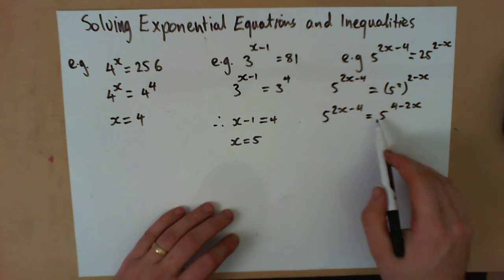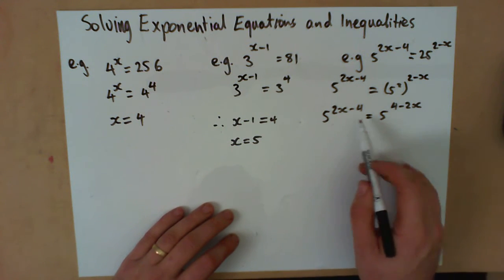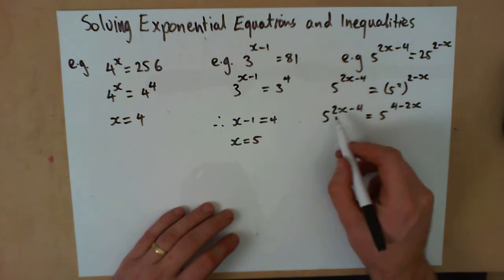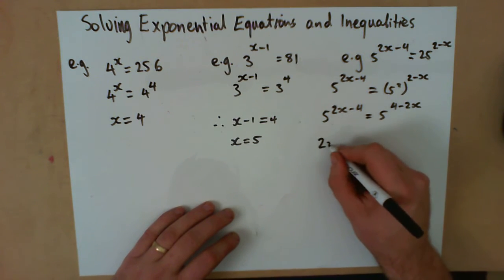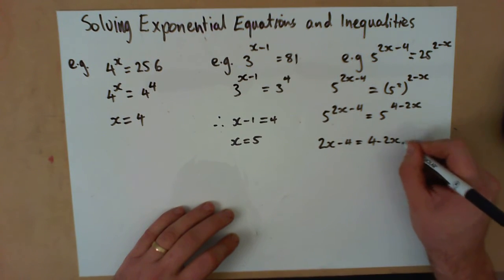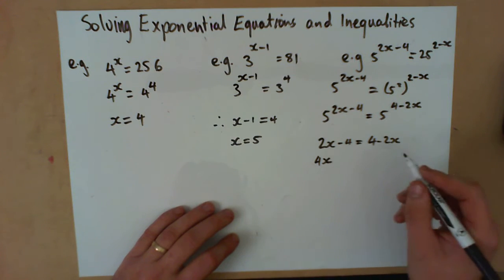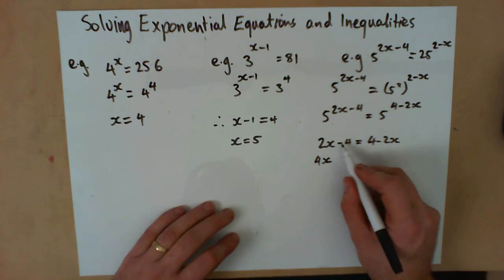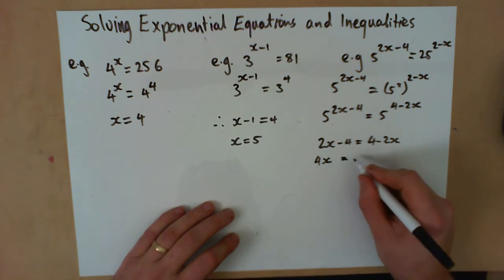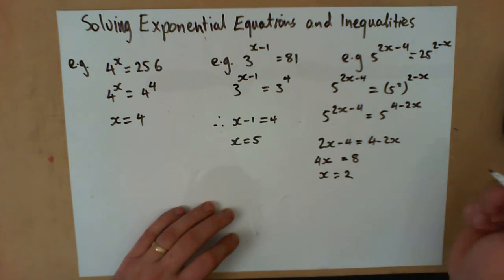Now that we've made the bases the same, we can equate their indices. So we've got 2x take 4 equals 4 minus 2x. Now add my 2x on, so I've got 4x. I'm going to add on 4 this way as well, which is going to give me 8. So x is going to equal 2.